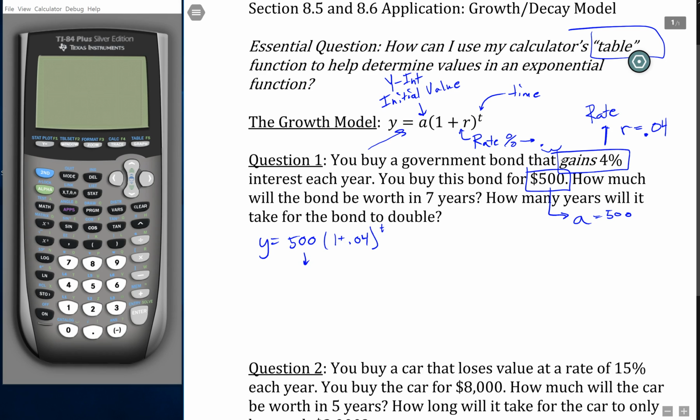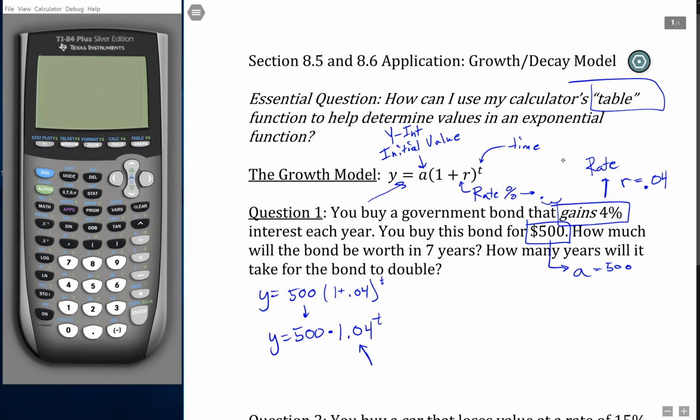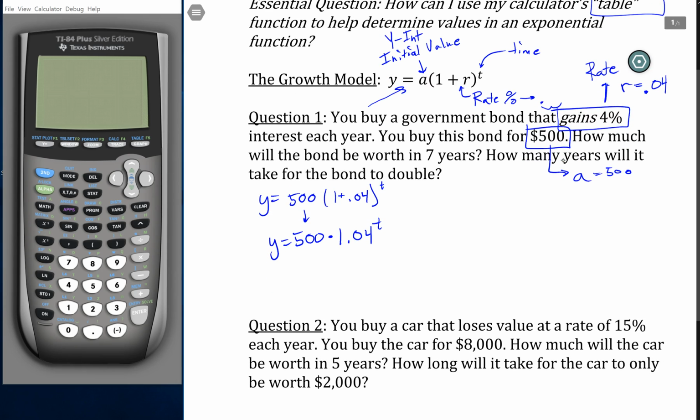We can simplify this just a little. I could actually add, let's do 500 times 1 plus 0.04, which is 1.04. Obviously, right? And look, this looks very much like a function that we graphed before. Notice that the base of the exponent is bigger than 1, which means that this really will be exponential growth. And notice that the y-intercept, or the initial value, is 500. Now, what we did before is we plugged different values in for t, and we kind of did it by hand. But your calculator can actually do this for you, and I'm going to show you how.